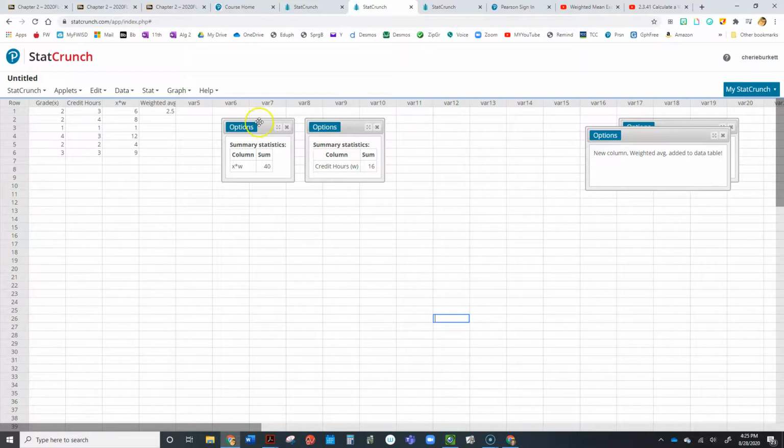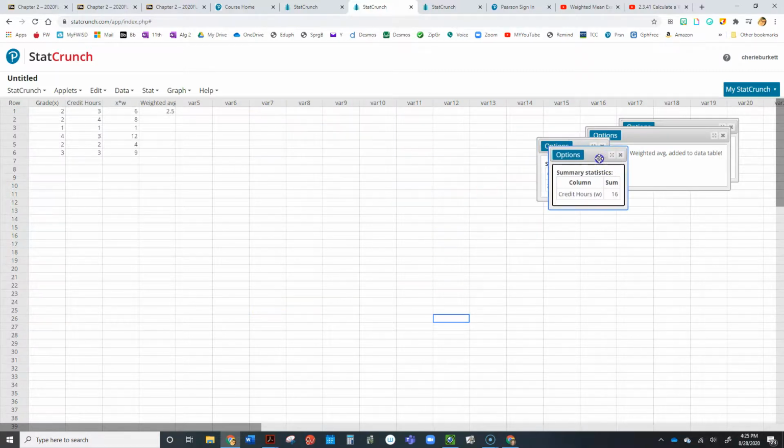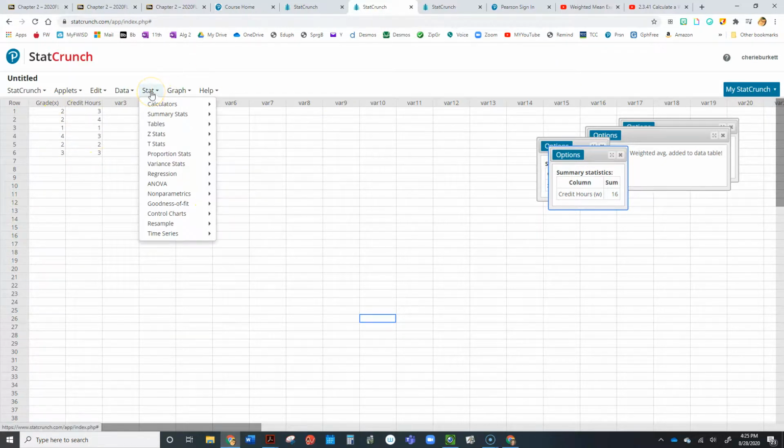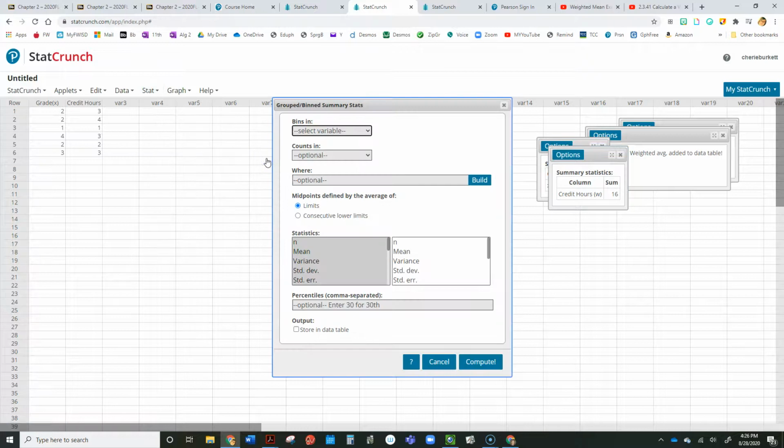Okay, so there is one more way to do it, and you don't really need all of these, so I'm going to delete them. All you need are the two columns that we started with. You go to stat, you go to summary statistics, and the only reason I don't like this way is because it's not intuitive. I mean, you just go down to this one. You go to summary stats and you go to grouped and bin data, and then select bins.